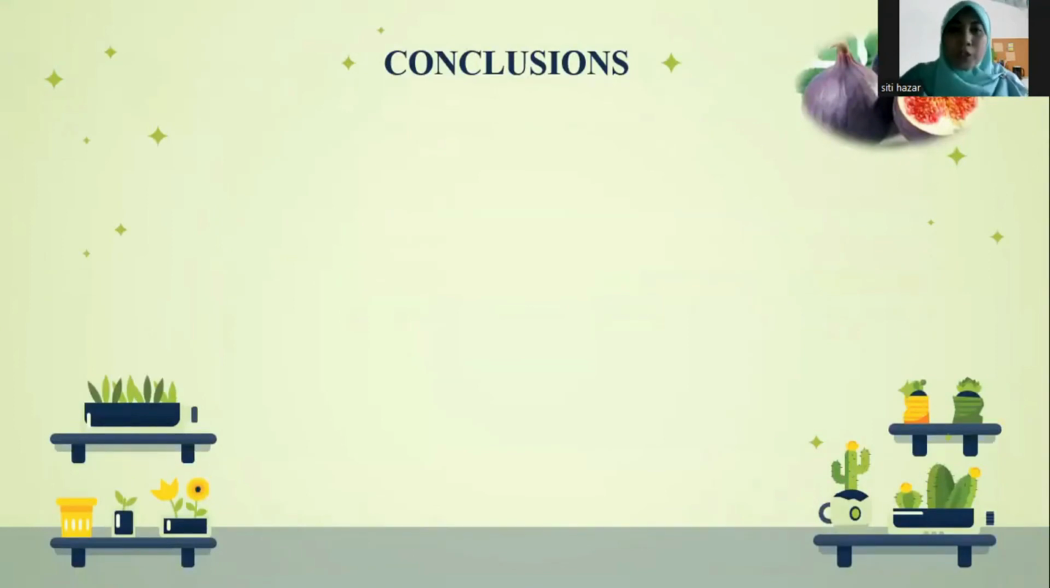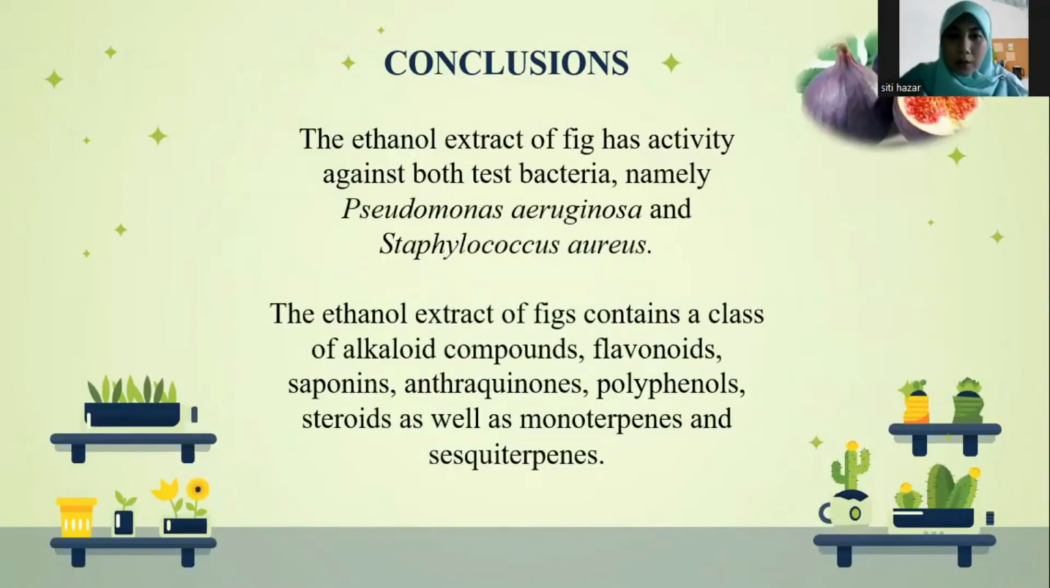The conclusions of this research are: the ethanol extract of fig has activity against both test bacteria, Pseudomonas aeruginosa and Staphylococcus aureus. The ethanol extract of figs contains alkaloid compounds, flavonoid, saponin, anthraquinone, polyphenol, steroid, as well as monoterpene and sesquiterpene. The phytochemical groups suspected of having antibacterial activity are flavonoid and polyphenol.